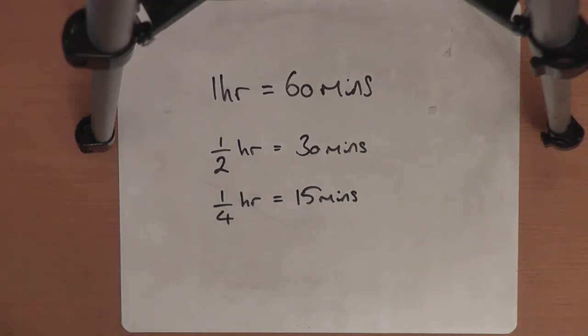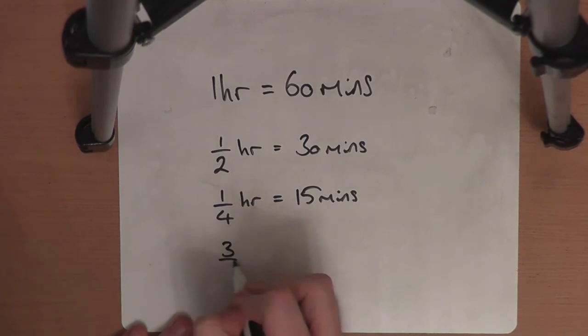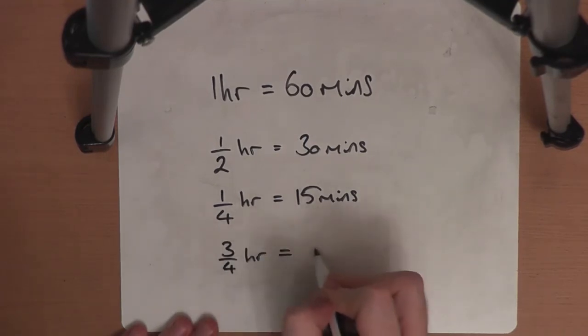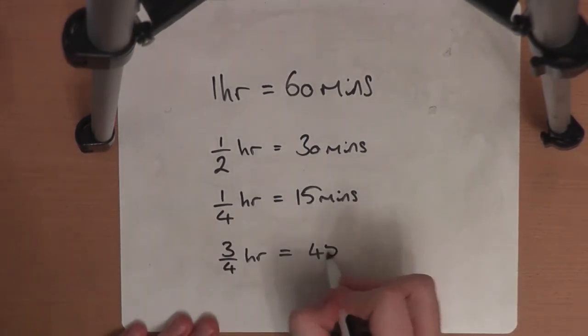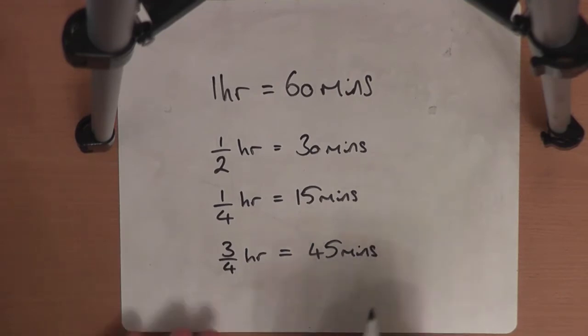And we could always put those two together. A half and a quarter will take you round to 3/4 of an hour. So 3/4 of an hour must be 3 lots of the 15, which is 45 minutes.